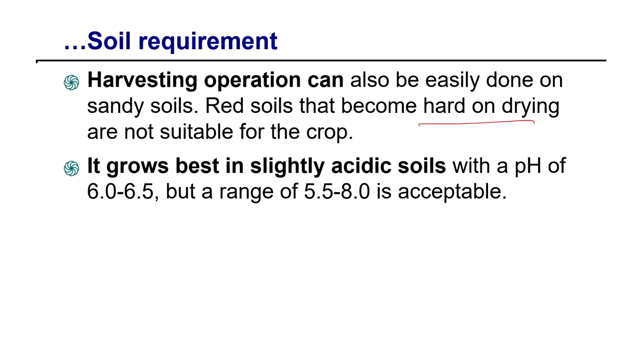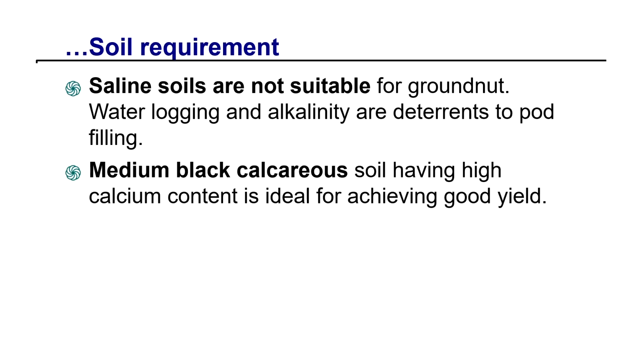So far as pH is concerned, it grows best in slightly acidic soils with a pH of 6 to 6.5, but a range of 5.5 to 8 is acceptable, while a pH of more than 8 should be avoided. Saline soils are not fit for groundnut cultivation, and waterlogging and alkalinity are deterrents for pod filling.